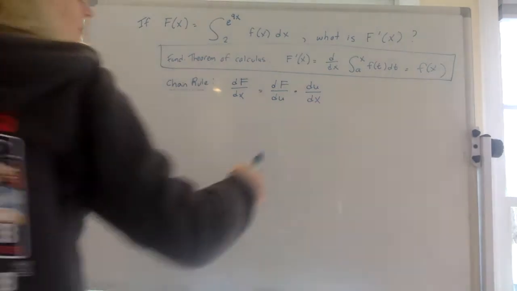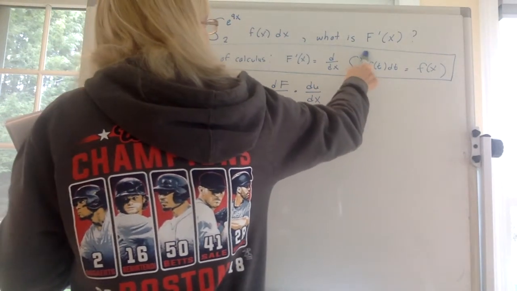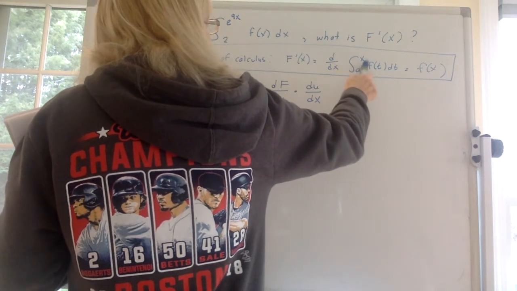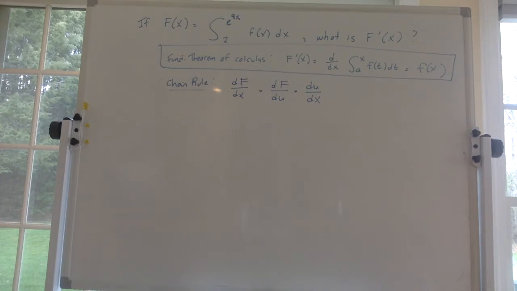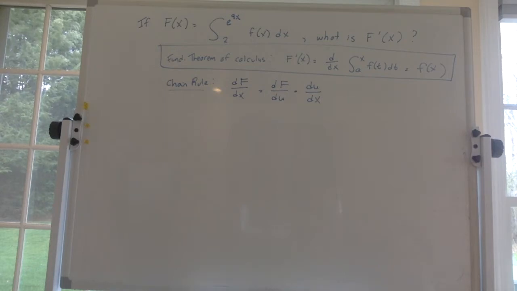And what's our problem? For the fundamental theorem of calculus, the upper limit on the integration has to be just plain x, and we don't have just plain x. We have e to the 9x. So what do we got to do? We got to use substitution in the chain rule that we learned about in Calc 1.